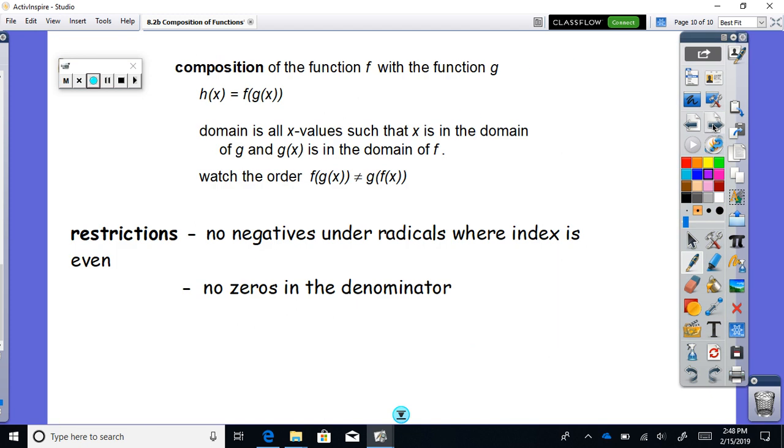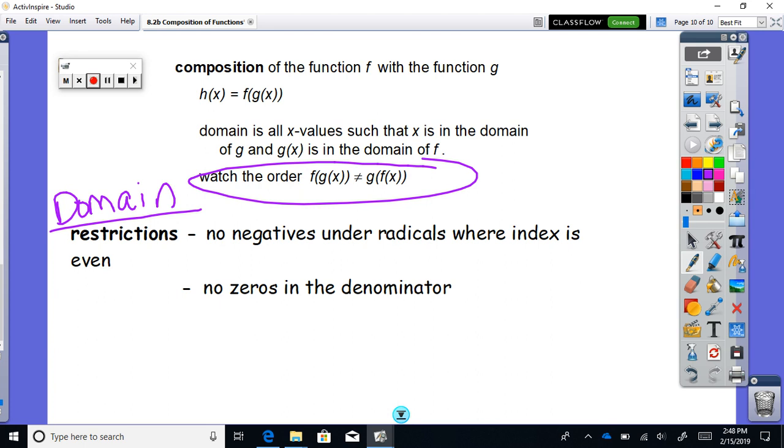So for the composition of functions, remember, watch the order. These are not equal if you do one to the other. This is domain restrictions. So if you're thinking these restrictions, these are when you're finding domain. Otherwise, if you have no restrictions, then domain is all real numbers.